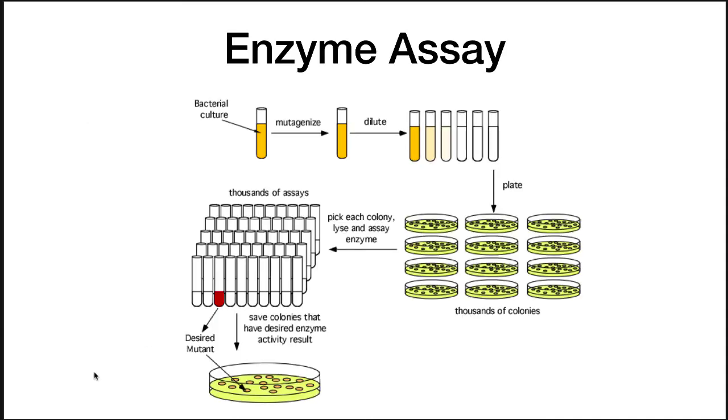So in an enzyme assay, let's imagine you're looking for the increase in the activity of an enzyme in a strain, so you mutagenize this strain. You now have supposedly mutants in here that are actually making more of the enzyme, or the enzyme is more active. You then dilute it out and you plate them so that you get thousands of isolated colonies. You pick each colony, you lyse it, and assay the enzyme. You keep track of where all these colonies are, and then the desired mutant that has the activity you're interested in, you can find on the plate because you remembered where it was in these thousands of colonies.